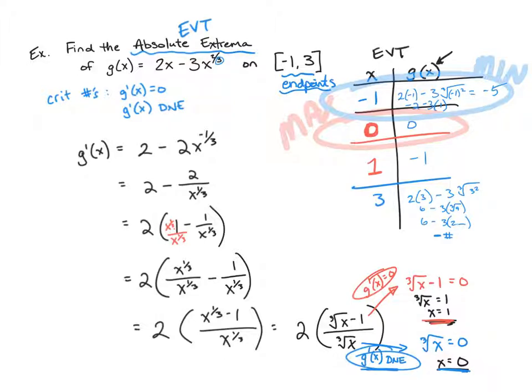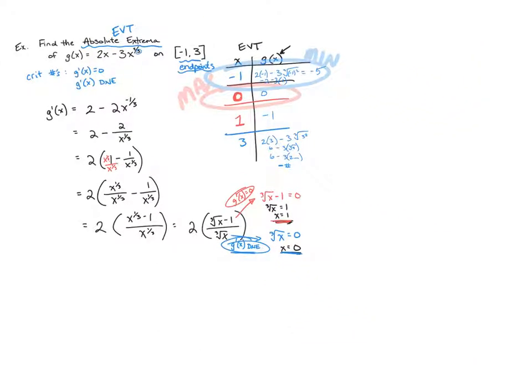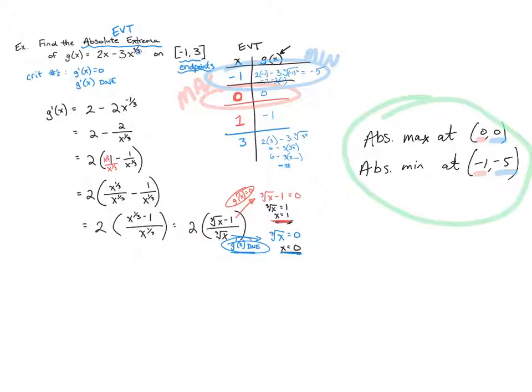The best way to write my answer would be to say that I have an absolute max at (0, 0). I have an absolute minimum at (-1, -5). Now, if they asked where your absolute max or min is, then just saying the x value is good enough. But if they ask what the absolute max or min is, then 0 or -5 would be good enough. If you're unsure, just write the ordered pair. On an FRQ, you'll always be right with the ordered pair.